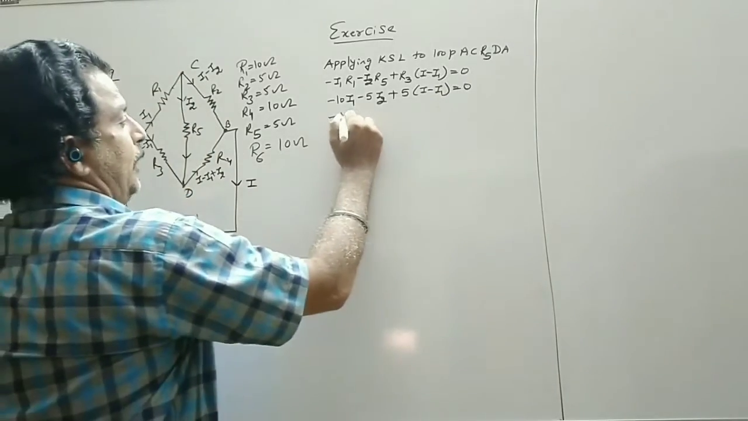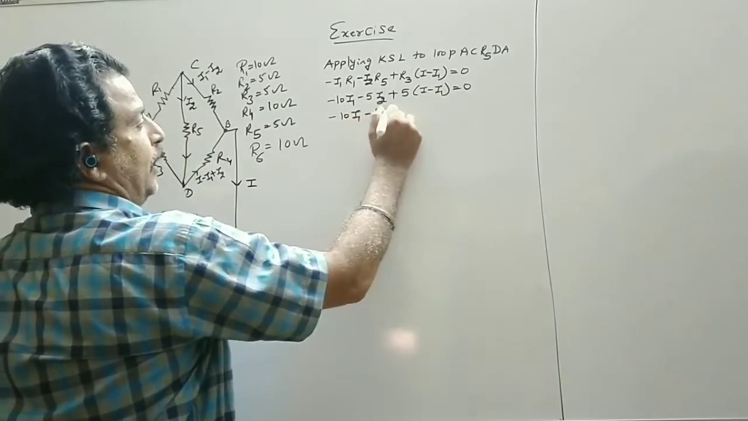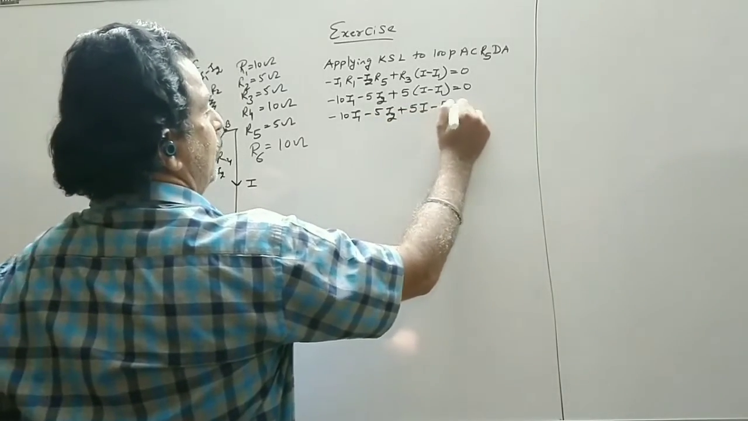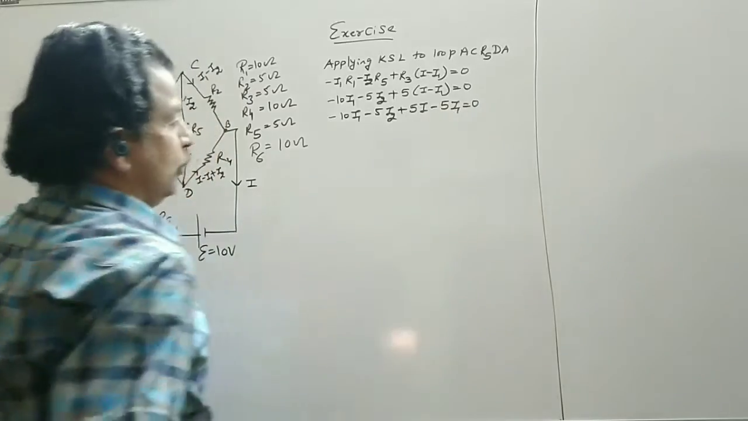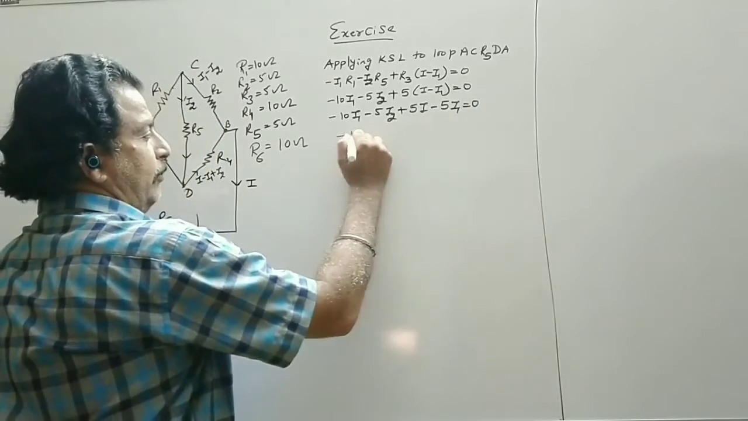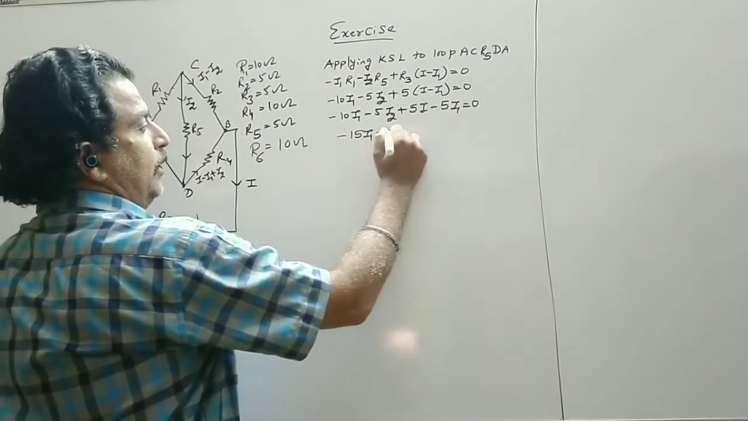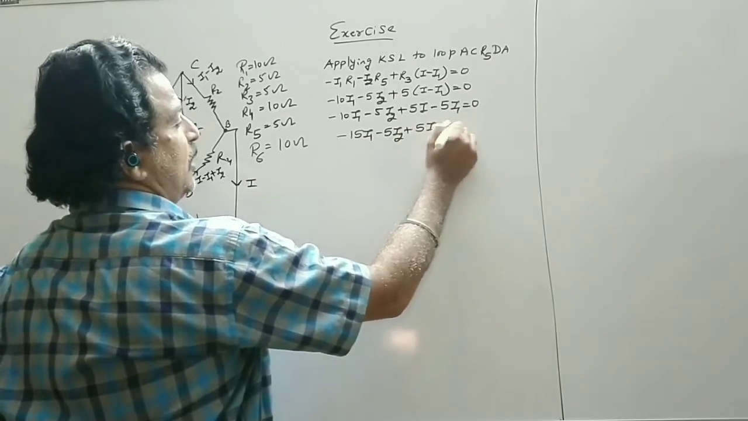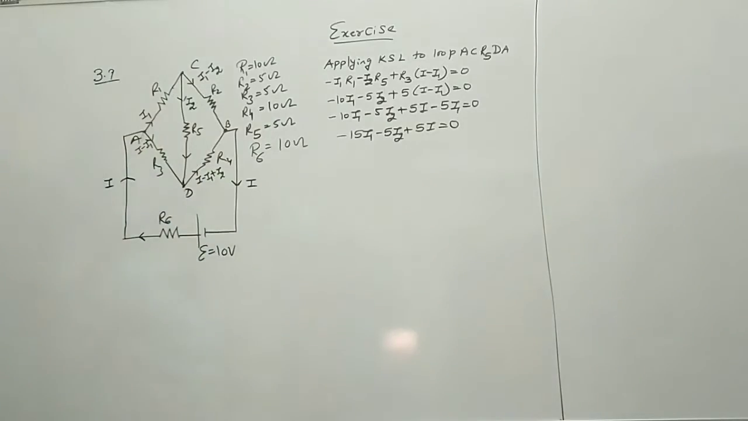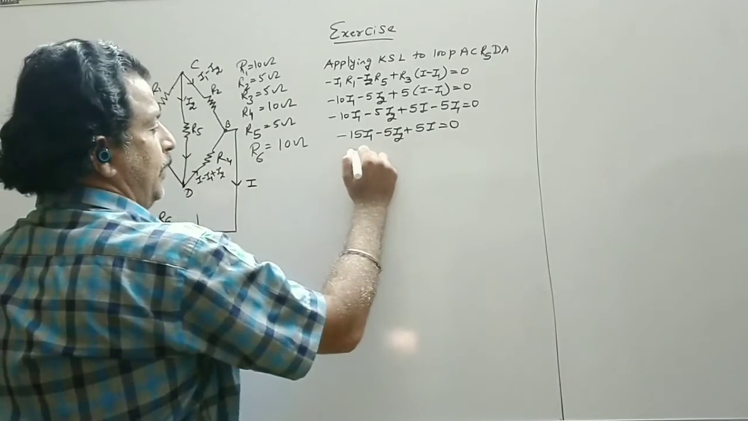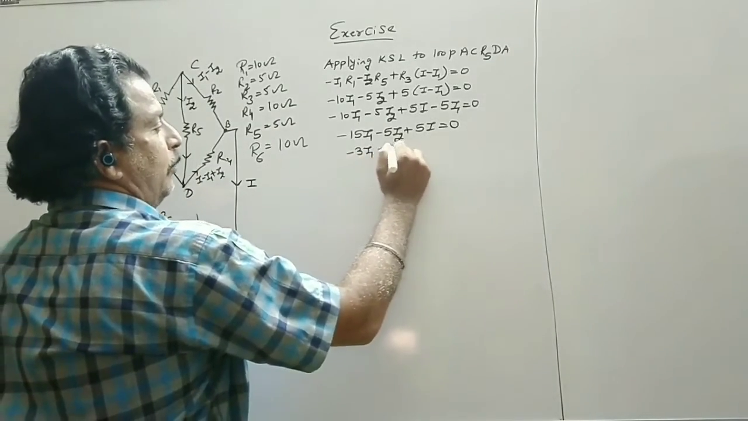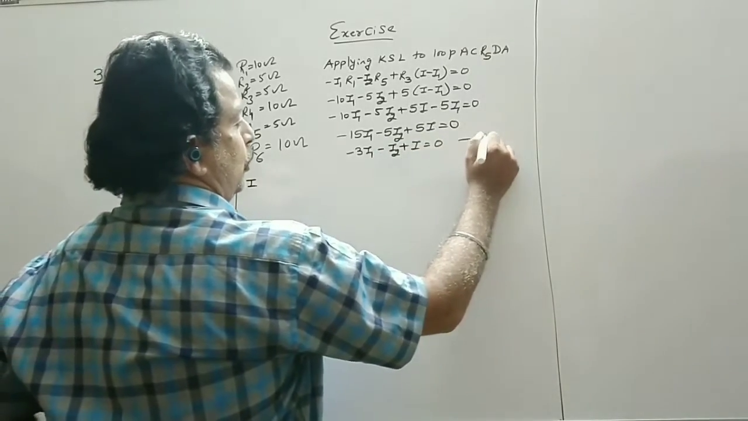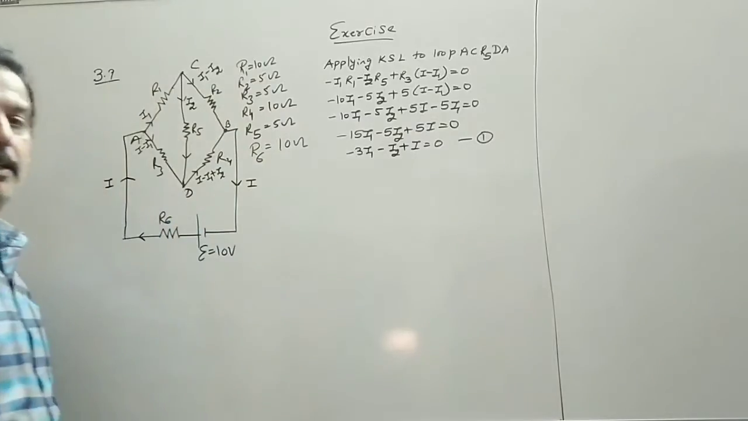Therefore minus 10 I1 minus 5 I2 plus 5 I minus 5 I1 is equal to 0. Therefore minus 15 I1 minus 5 I2 plus 5 I is equal to 0. Dividing it by 5, minus 3 I1 minus I2 plus I is equal to 0. This is our equation number 1.